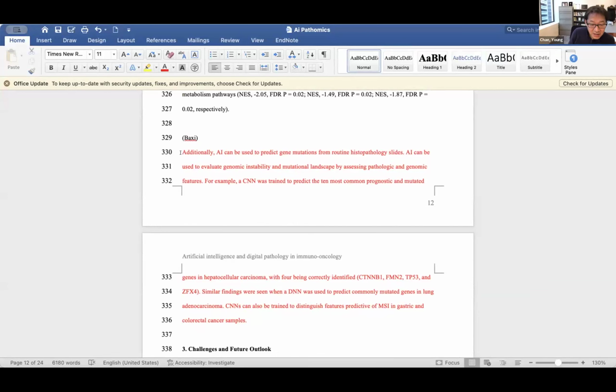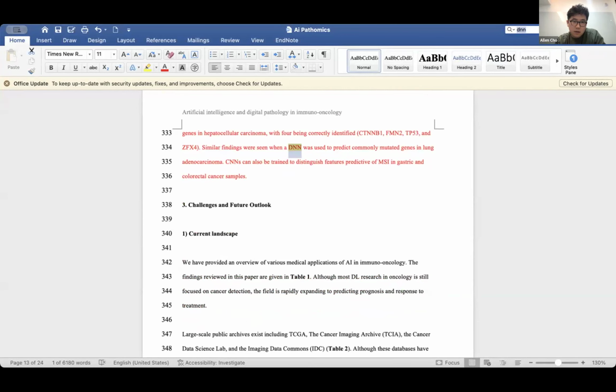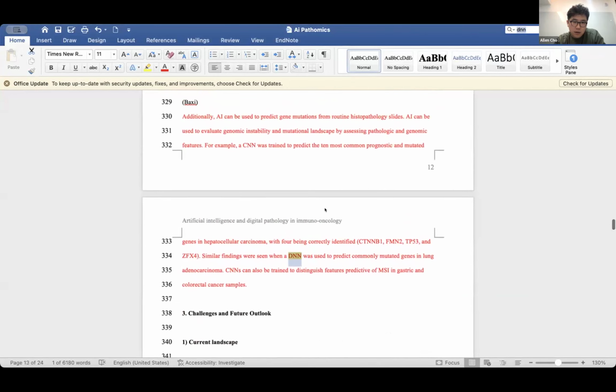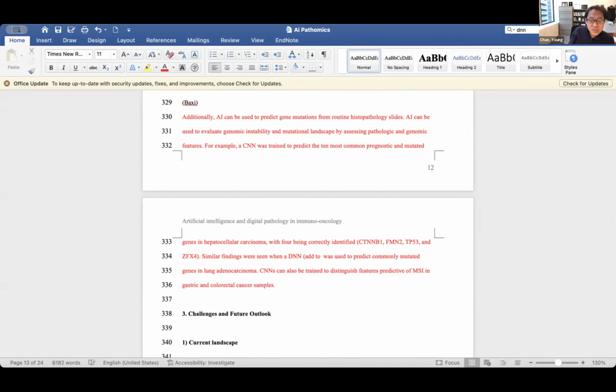So what is DNN? DNN, I believe, is deep learning neural network. But was it used before? Not in the current manuscript, no, but the article that I'd been reading mentioned it.